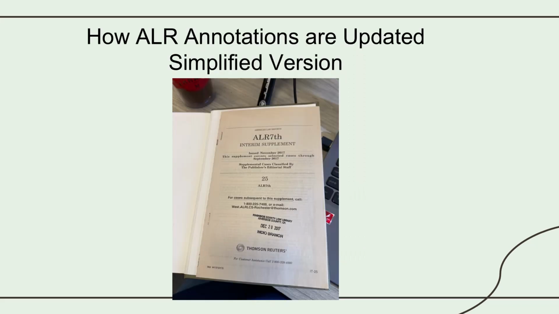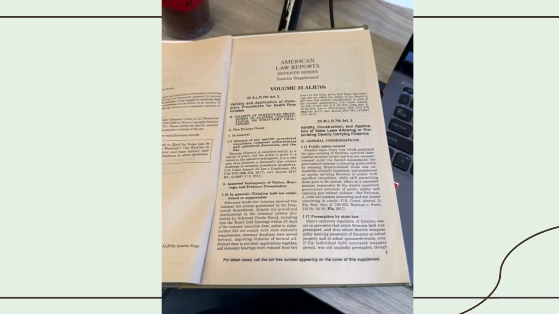Now each individual volume is updated with a pocket part. So you would just turn to the back and look up the page number of the annotation and see if anything has been added to that particular annotation. That's how the more recent volumes have been updated.